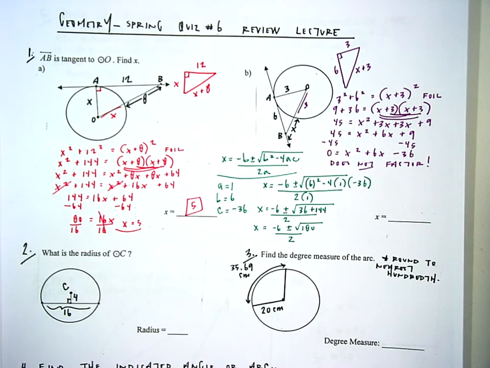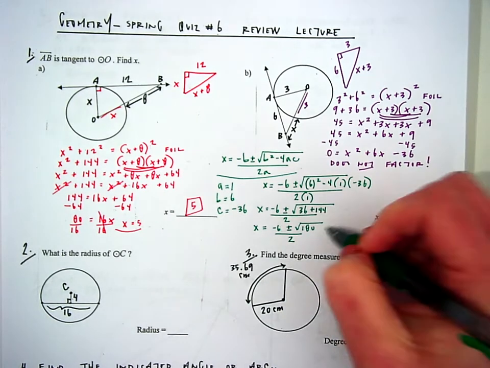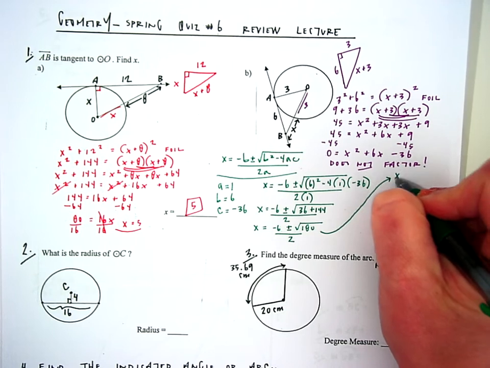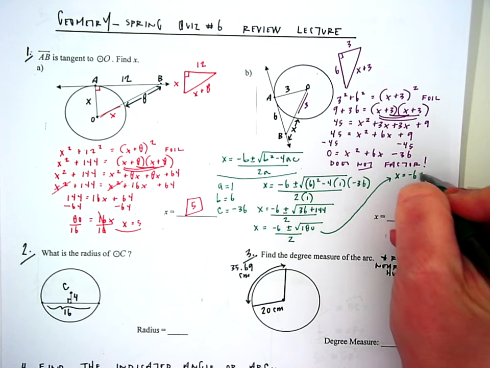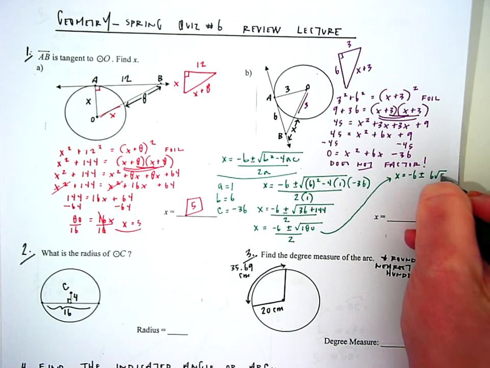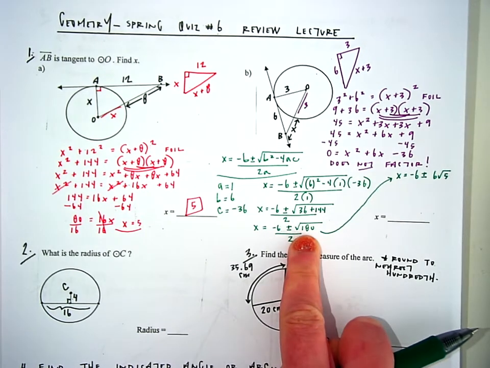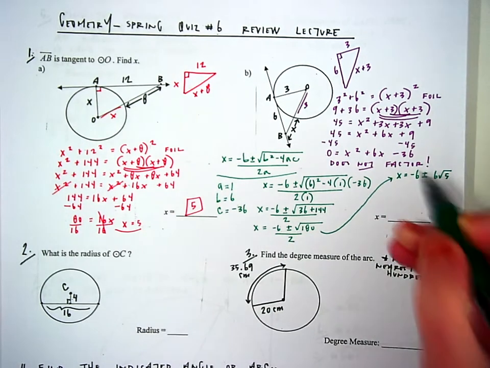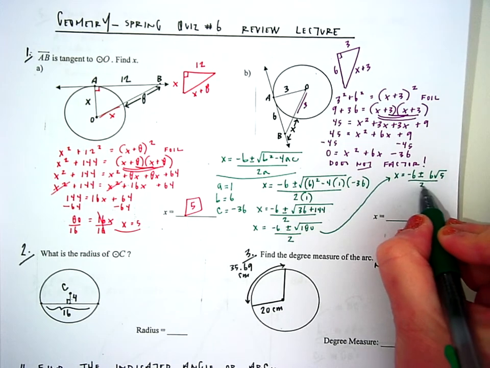So here I have to think, well, what is the square root of 180? Let me move it over here where I have more room. So if I simplify that, I have negative 6 plus or minus 6 root 5. Okay, so here the square root of 180 is really 36 times 5. So since that 36 is a perfect square, that's why I have 6 on the outside times the square root of 5. So then all divided by 2.